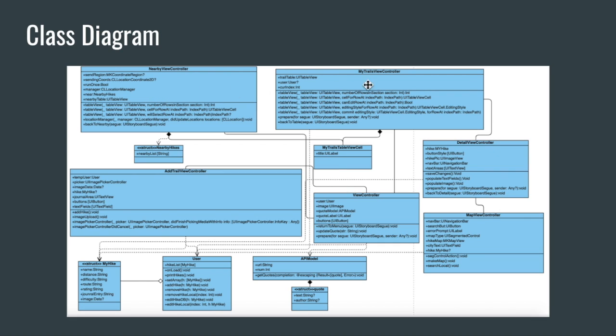Then just to jump over here to the right, the My Trails view controller is sort of like the epitome of what the app really does in terms of storing hikes that you have previously added into the database. And this is going to be very similar to the Nearby view controller.